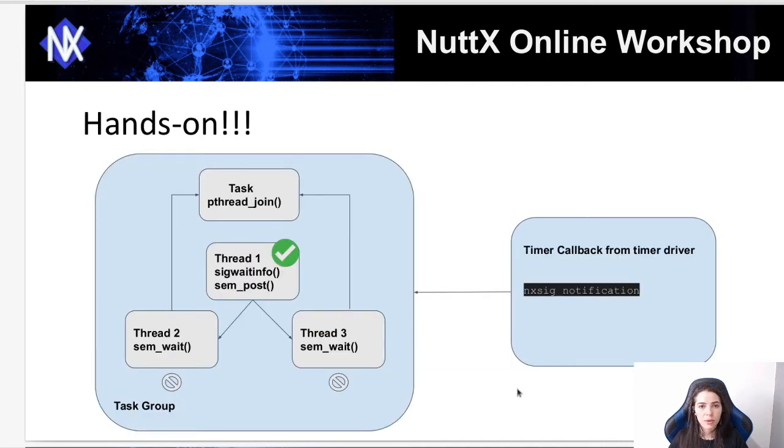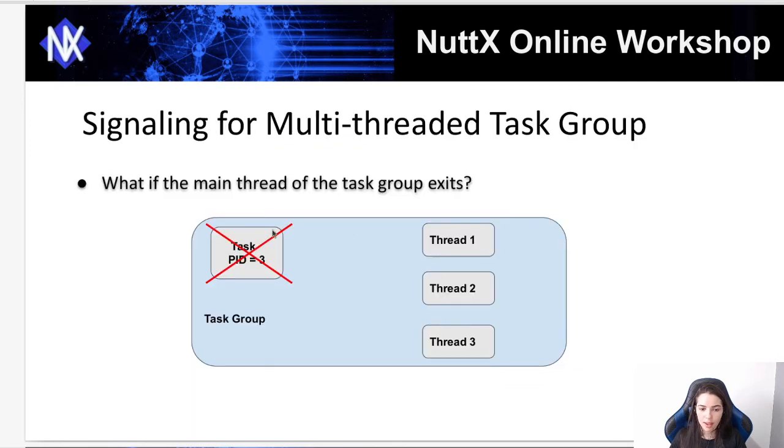Now that we have covered some of the basic concepts regarding task groups, multi-thread task groups, and signaling multi-thread task groups, we can finally work on that, and I will show you how to do it. What I'm going to present in the following minutes is a simple application. This application is composed of one task group. This task group has two children threads and the main task, the main thread. This main task can't die, because if it dies, the threads also die.